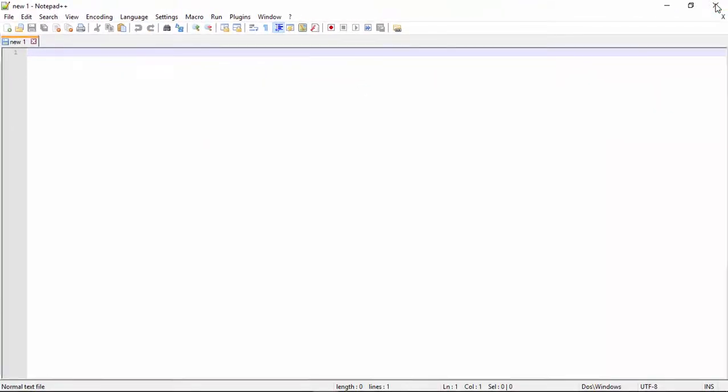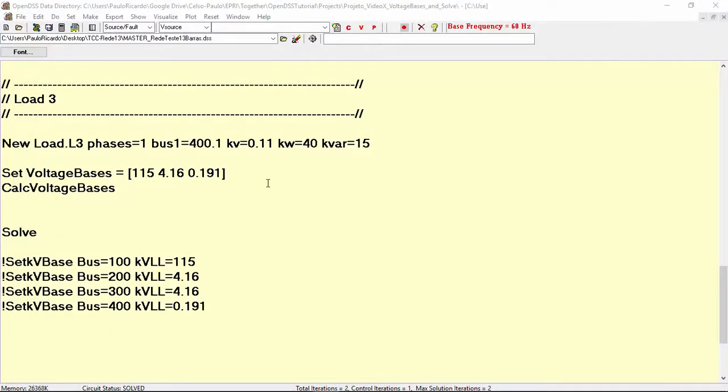Now, if you consider that we might have a system with different but close voltage levels, OpenDSS may set the wrong base KV for the buses in these regions with close voltage levels. That's the drawback of the second option. In this case, we can set the buses with problems individually.